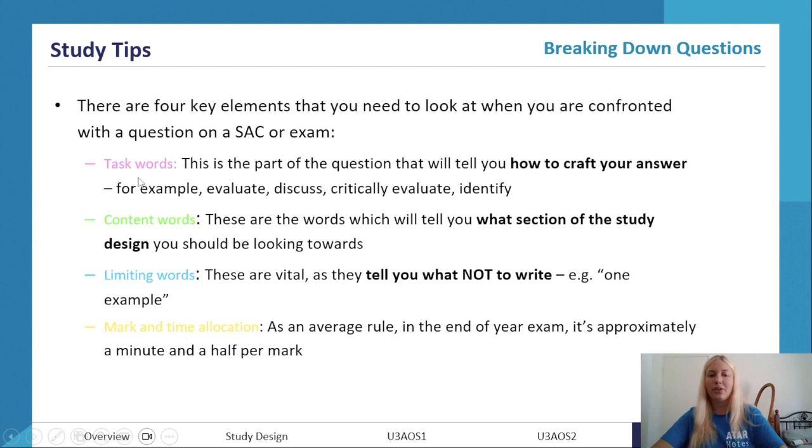Now, you need to be familiar with task words. You'll find this in your textbook, and make sure you really are all across this and learn this. They tell you how your answer has to be crafted. So this is words like evaluate, discuss, critically evaluate, identify. For each task word, it tells you a specific structure that you need to follow to get the full marks for your question. For example, a discuss question means you need to give advantages and disadvantages of a process, whereas an evaluate task word means you need to state strengths and weaknesses of a process.